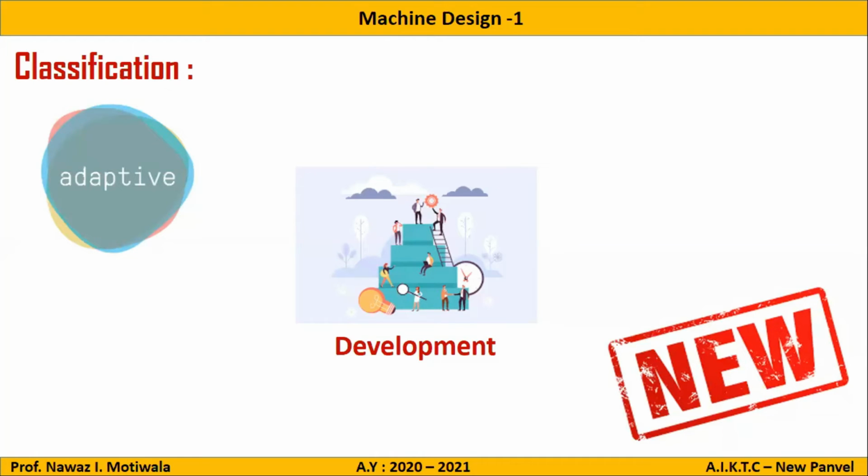Now carrying forward that example to the next stage, that is development design. Now someone wrote an answer that machine design is this, and now you add on that. For example, someone has written machine design is the process of selection of material and shape.